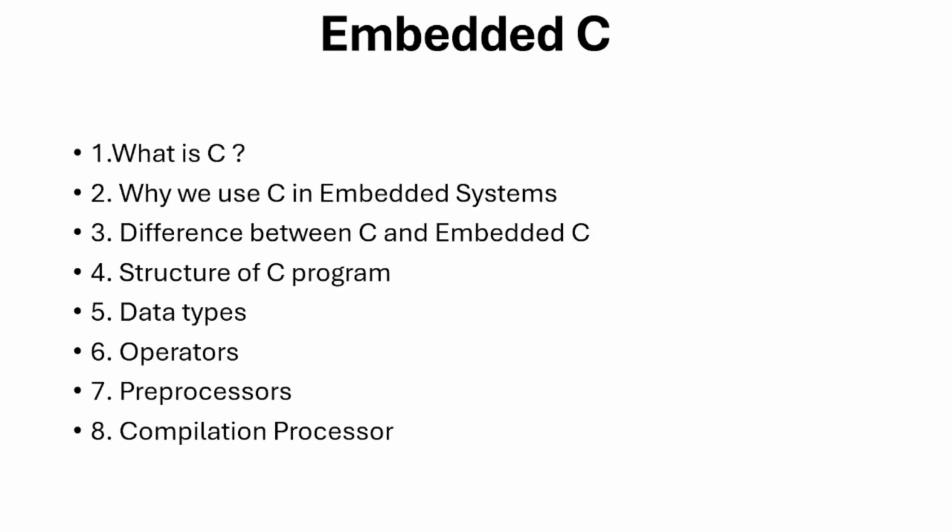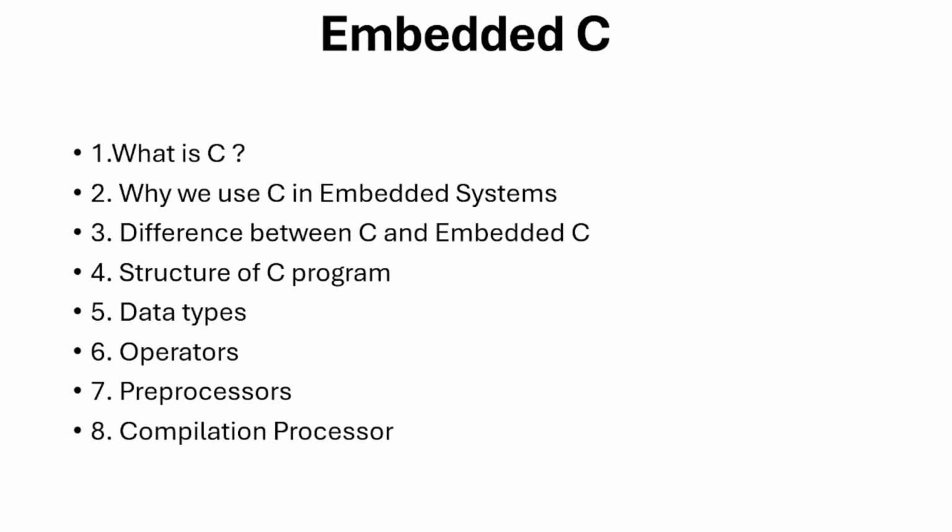The only thing is, if you use the C language for general purpose application development or general purpose things, then you call that particular C language normal C. If you use the same C syntax, same C keywords, for developing something in embedded systems, then you call that particular C embedded C.